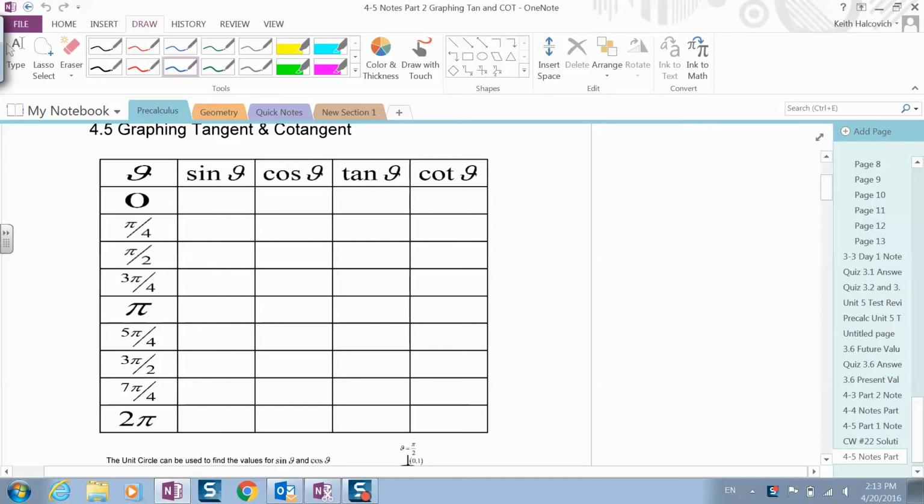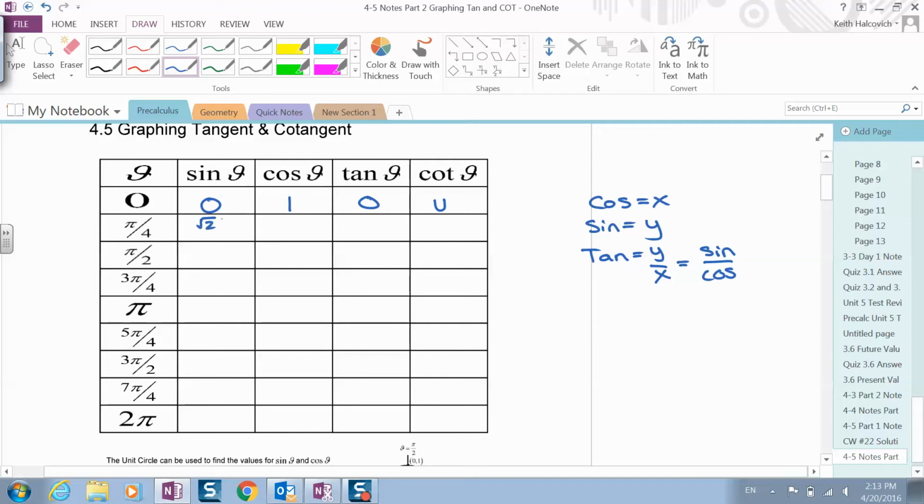When we talk about theta equaling 0, the sine of 0, remember, is 0. The cosine of 0 is 1. Remember, cosine is equal to x, sine is equal to y, tangent is equal to y over x, which otherwise means sine over cosine. Well, if I take sine over cosine, 0 over 1 is 0. The cotangent, remember, is the reciprocal. So 1 over 0 is undefined.